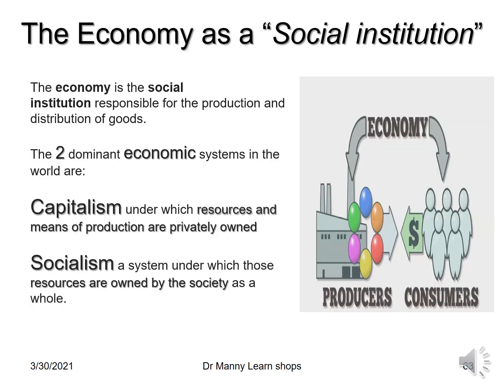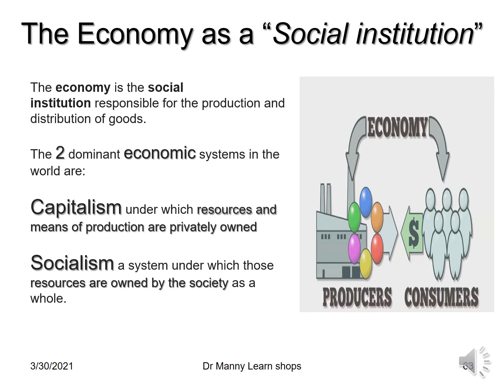Then the last one that we'll be looking at as a social institution is the economy. And the economy is a social institution that's responsible for the production and distribution of goods. And there are two dominant economic systems in the world, and that's capitalism and socialism. Even though the third one, really, communism, we don't touch on. We do touch on it later on, but typically capitalism and socialism, even though you have in China communism, which is an important economic social institution.